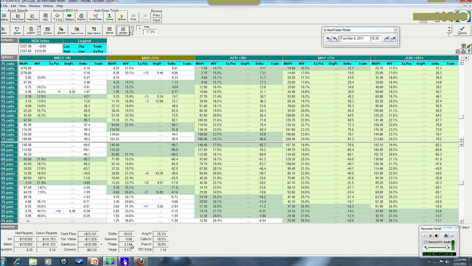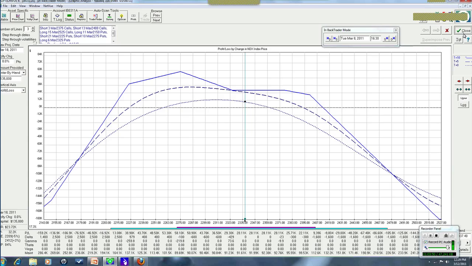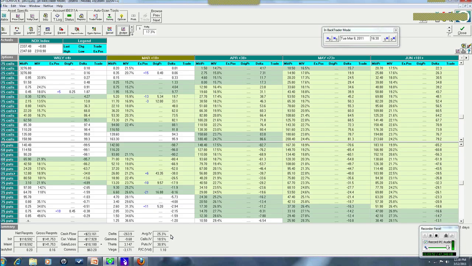Although we did that day, but that was March 7th, so that was earlier this week? Yeah, that was Monday. So now you're starting to get into the heavy theta period on the trade.